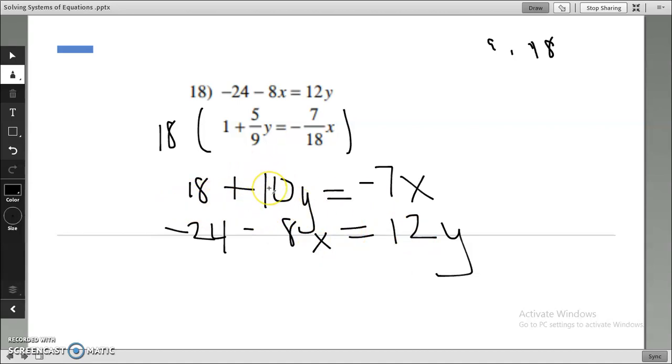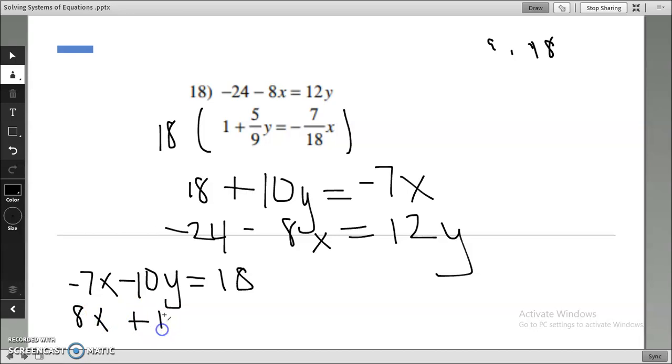So I'm going to move this y to the opposite side. So it's going to be the opposite sign as well. So that's going to give me a negative 7x minus 10y, and it's all still equal to 18. The same thing here. I'm going to move that x over here, so it's negative here, so it's going to be positive over on the other side. So it's 8x plus 12y equals negative 24.